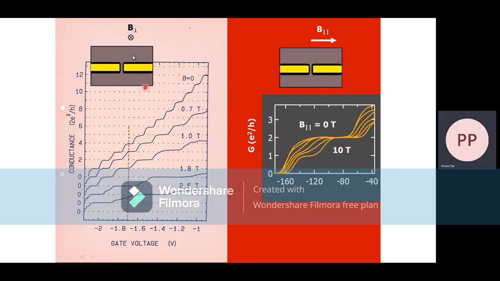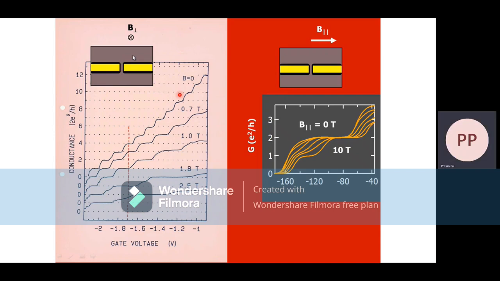Another effect the out-of-plane field produces is that the plateaus become more stretched. So again, this is some of the original data on the quantum point contacts. As they apply more and more field, you can see that the gate voltage required to go from one plateau to another increases. Remember, the gate voltage controls the effective size of the quantum point contact, or in other words, it controls the energy that is required.